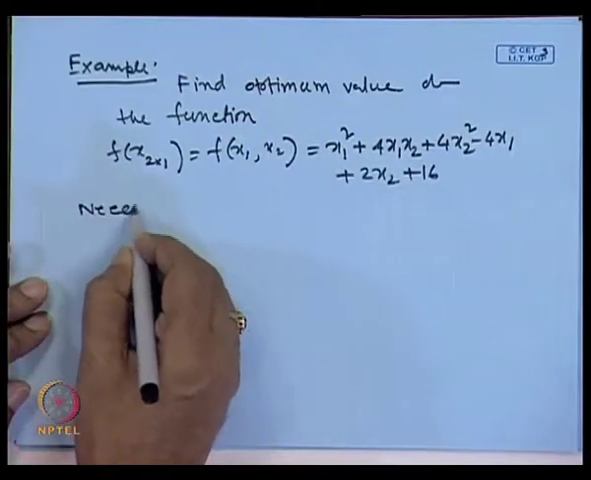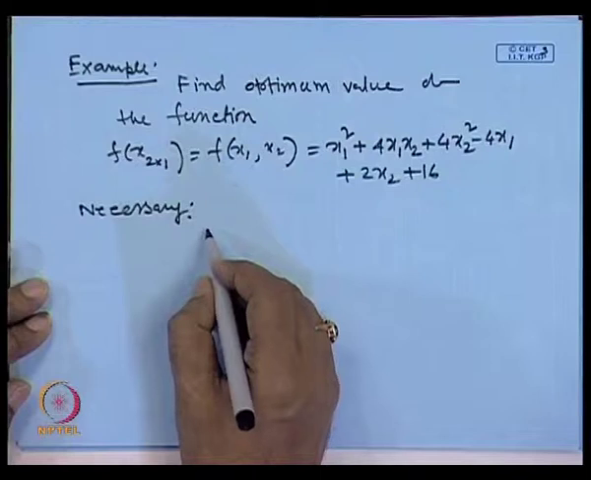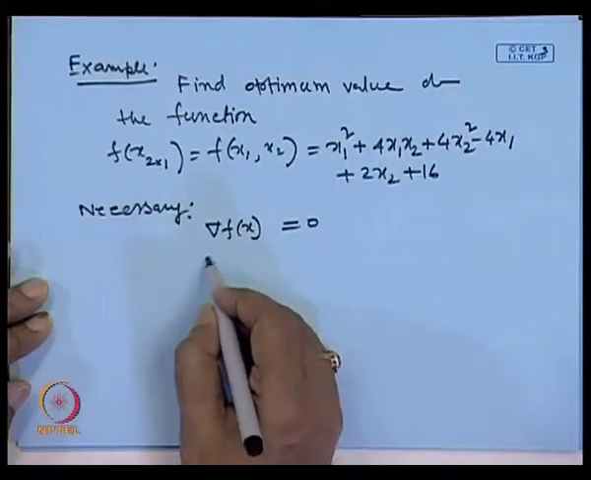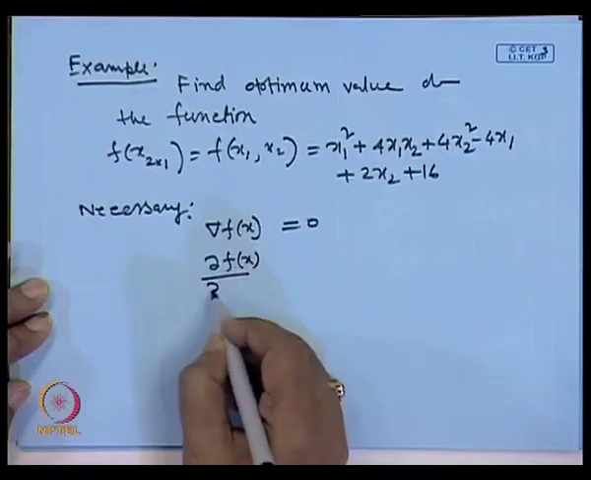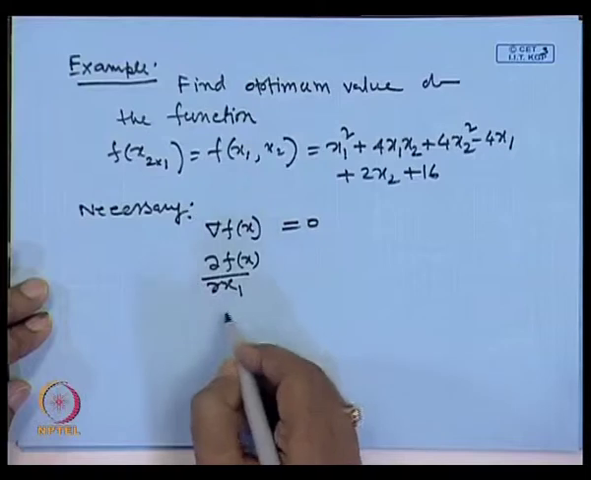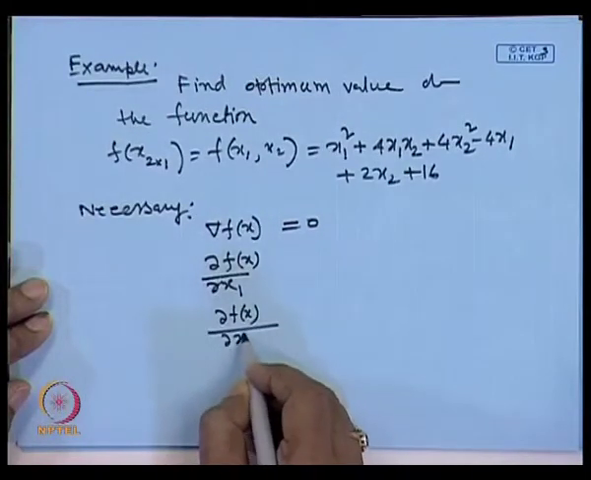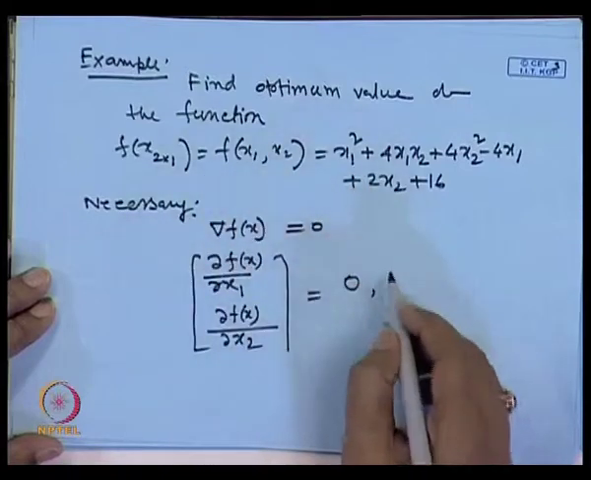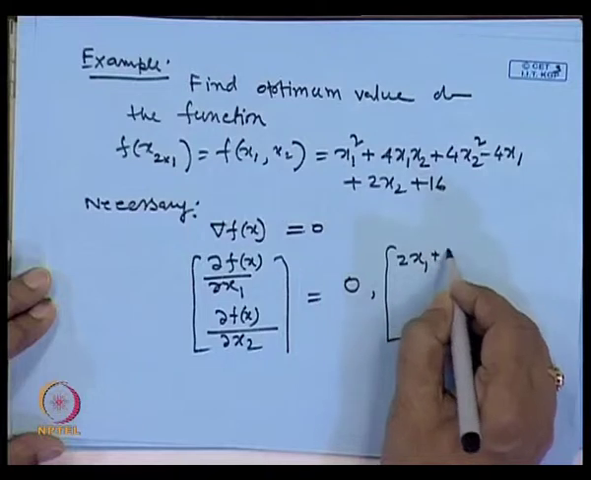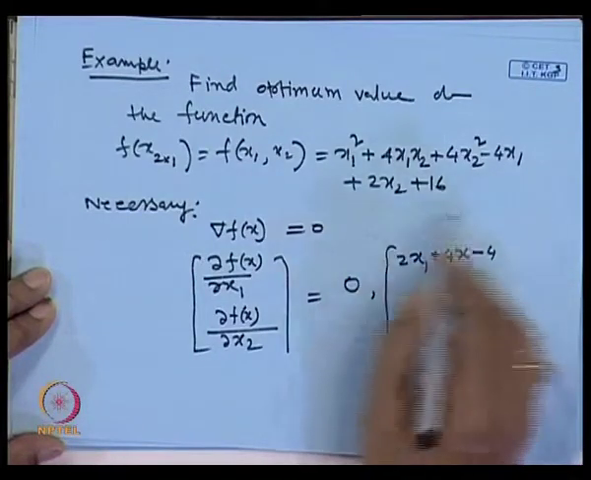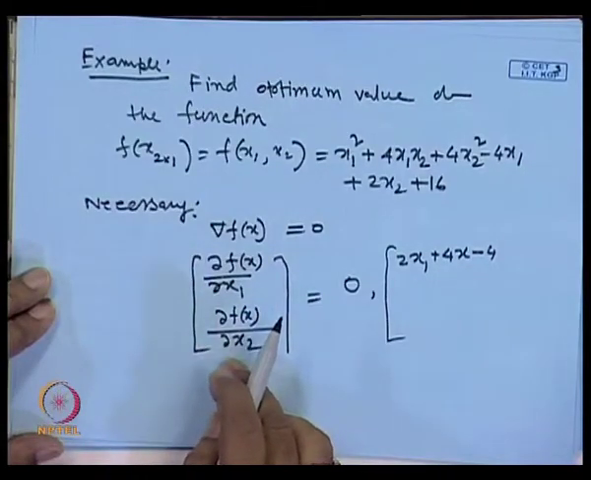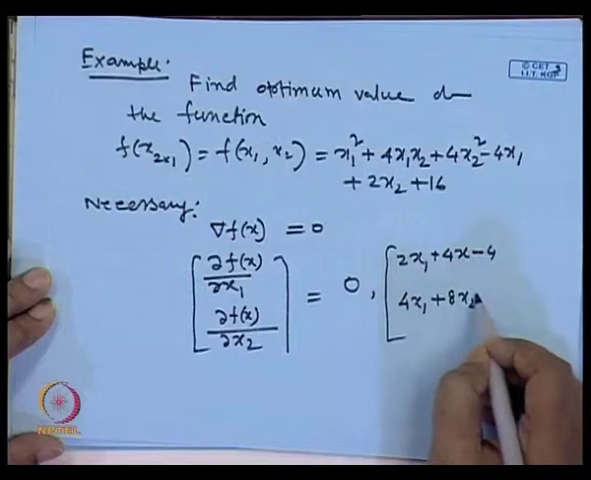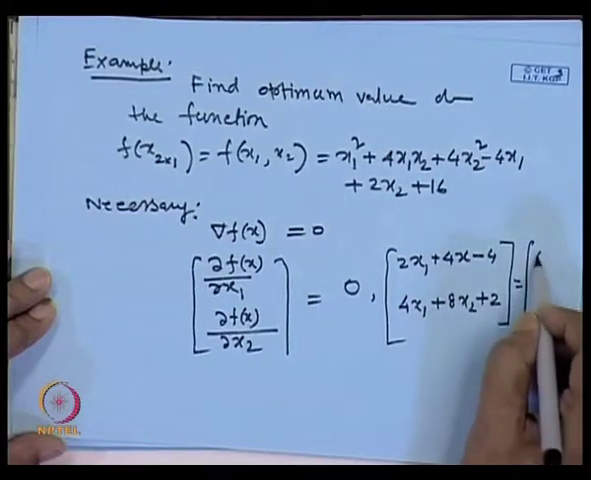So, our necessary condition, according to the theorem we proved, means gradient of f(x) is equal to 0. What is the gradient of this one? Del f del x1 and del f del x2, this gradient is equal to 0. So, if we differentiate this with respect to x1, it is coming 2 x1 plus 4 x2 minus 4, and if you differentiate with respect to x2, then it will be 4 x1 plus 8 x2 plus 2, equal to 0 and 0.